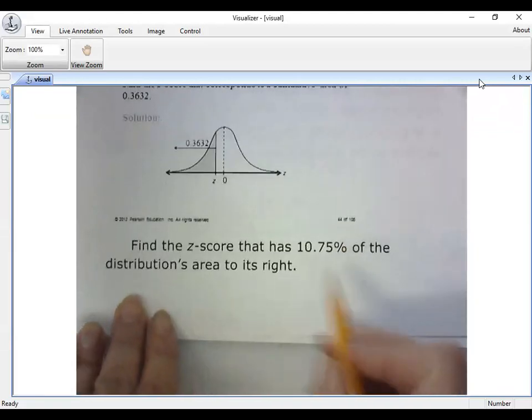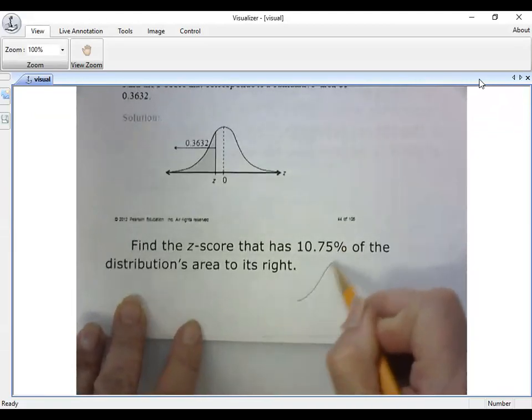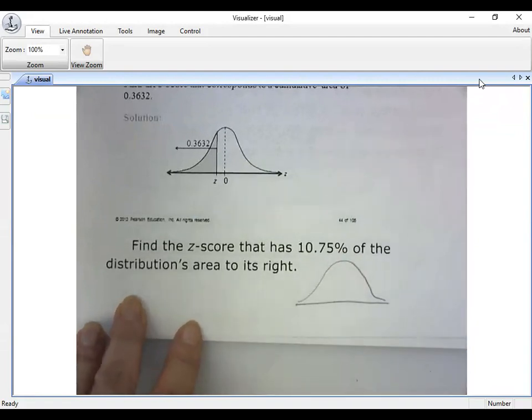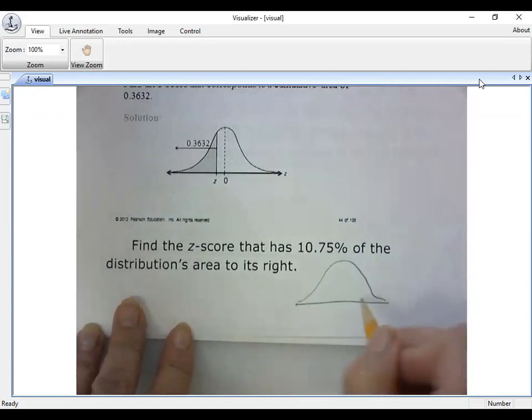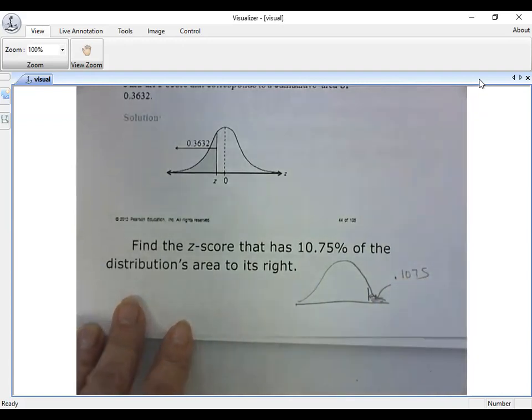I would sketch the graph. Okay. And if it's 10.75% of the area to the right, then that's going to be, what is a decimal number? 0.1075. Does that sound like that's very much or that's kind of small? 0.1075 is kind of small, but it's to the right. So somewhere in here, I've got an area that's 0.1075. Does that part make sense?